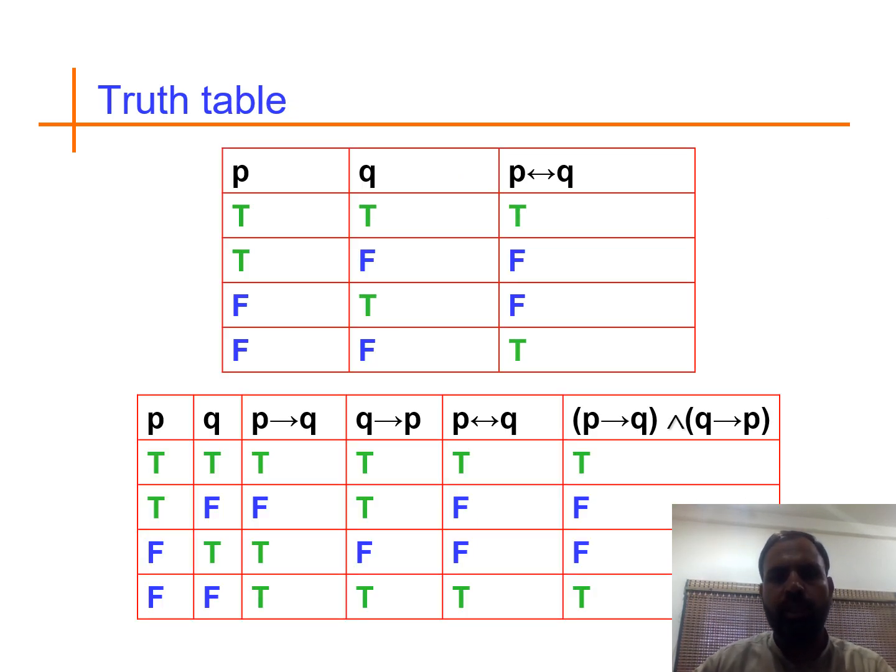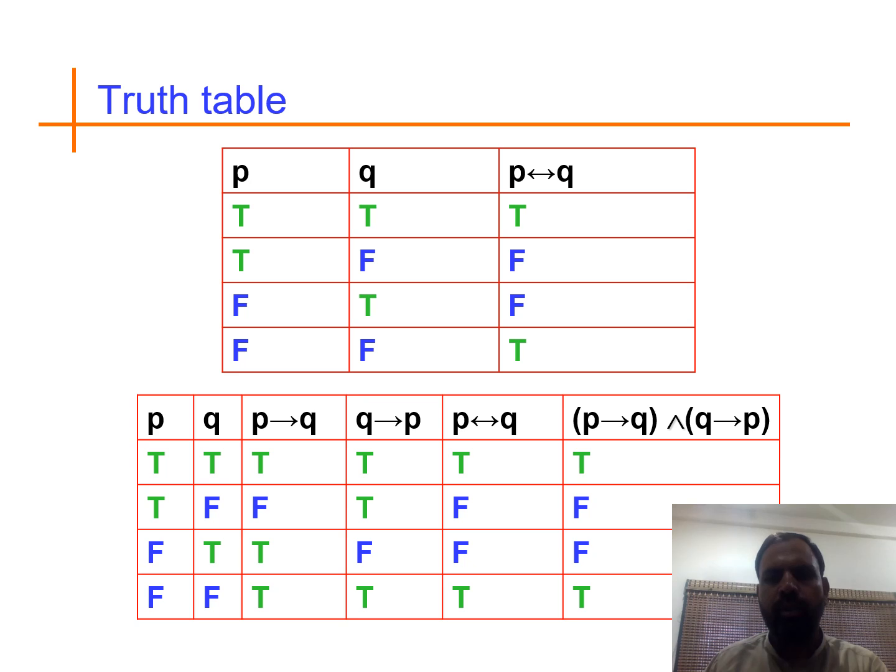This is the truth table for P biconditional Q. You can easily understand these values. If these are the values for P and these are the values for Q, so P biconditional Q, we can see that this will be true and this will be true. If both values are false, then this will be true. If both values are true, then this will be true. If one of them is false, then it will be false.